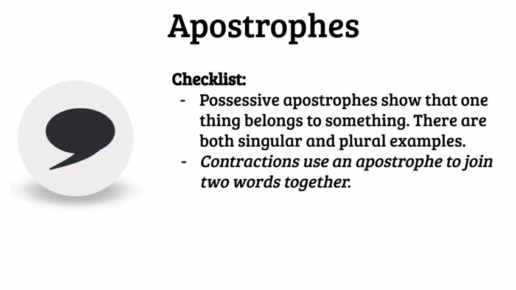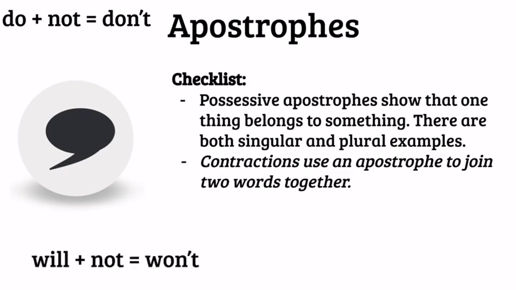Another time we use apostrophes is for contractions. There are lots of examples, and sometimes they make sense, like do and not makes don't. All I did is I used an apostrophe to show that I got rid of an O in the not. Other times it will say will and not, won't. If we were using the same method that we used for the first one, that should have been wint, or wilt, but it hasn't worked that way. Sometimes you just have to remember the rules and remember that will and not makes won't.